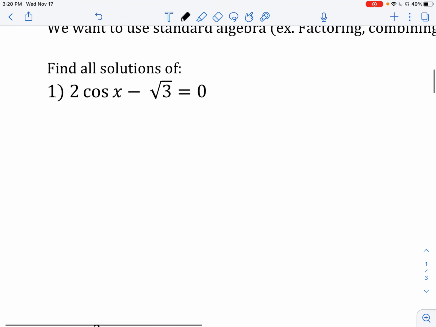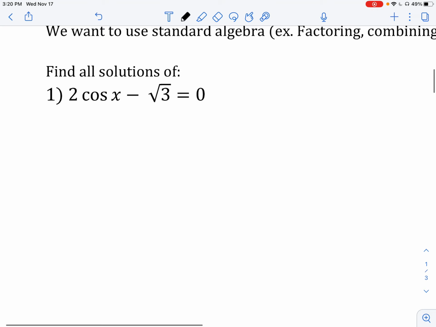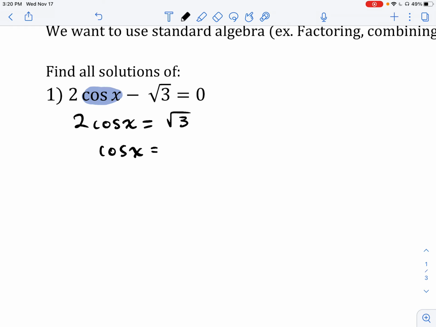Okay, let's start with this first one. Let's find all the solutions of 2 cosine of x minus root 3 is equal to 0. So we're going to start by wanting to isolate that cosine of x. So that is to say, we're going to just use inverse operations to move that root 3 to the other side, divide both sides by 2, and then cosine of x is just simply root 3 over 2.